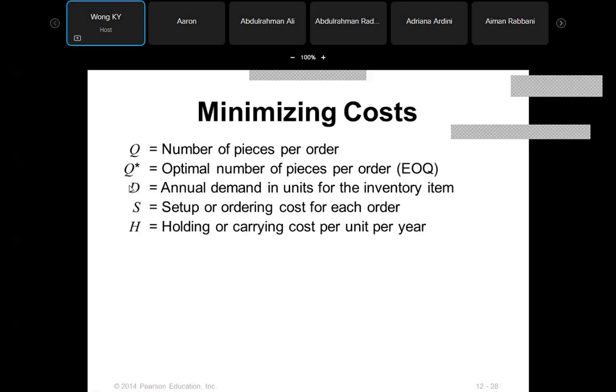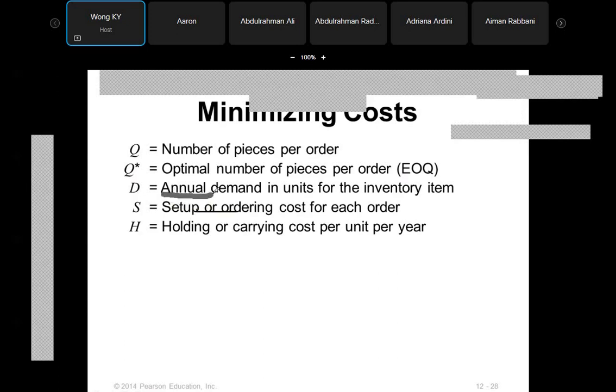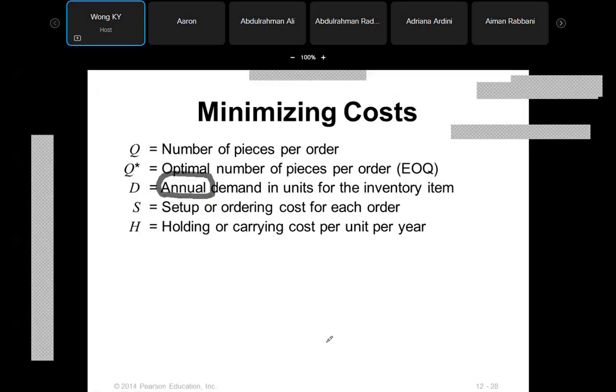Another symbol is D. D stands for annual demand, in units or in quantities for the inventory item. I need to stress D is demand, but it has to be annual demand. Just remember this. It has to be yearly demand. It cannot be monthly or weekly demand. If you're given weekly or monthly demand, you have to convert it to annual demand because D is always yearly demand.